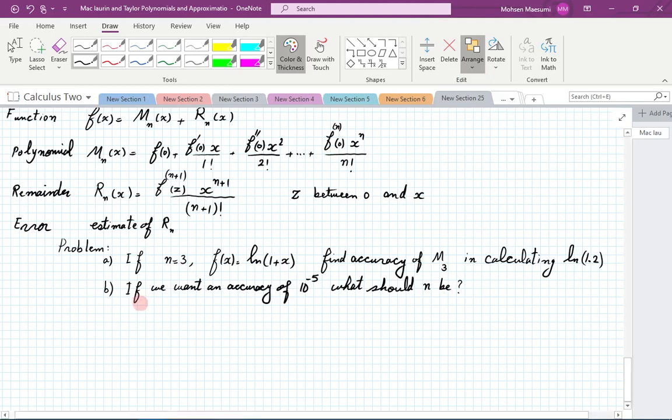Much more complicated is the reverse. Suppose they tell us that we want the quantity calculated with an accuracy of a certain level. That is, our error has to be less than a certain given number. So suppose I want to calculate the logarithm of 1.2 using a Maclaurin polynomial, but I want to make sure that my error is less than 10 to the power of minus 5. Question: how many terms do I need to use?